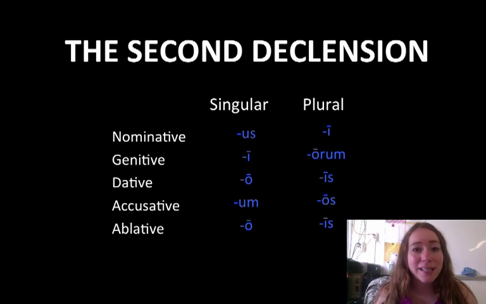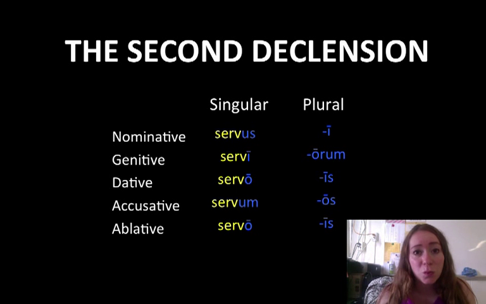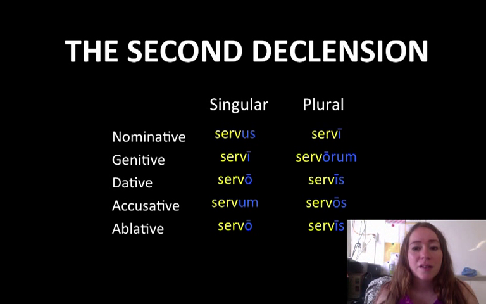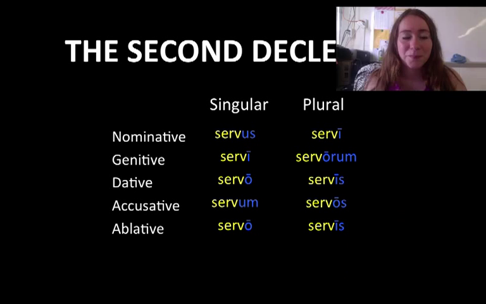These endings work exactly the same as with the first declension, where we take our stem and change the ending to inflect which case we are in. So servus, servi, servo, servum, servo. Plural: servi, servorum, servis, servos, servis.